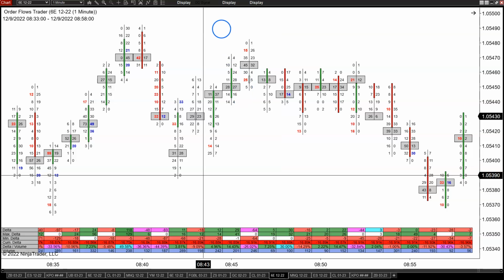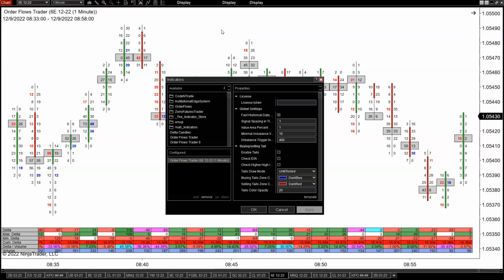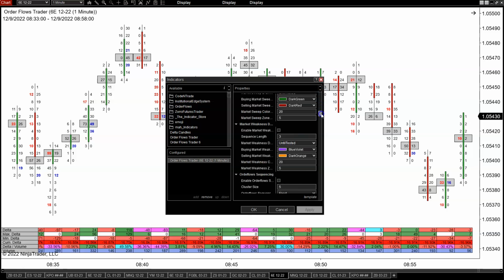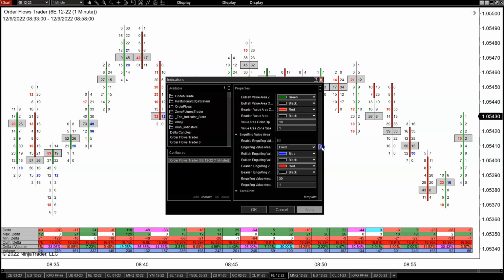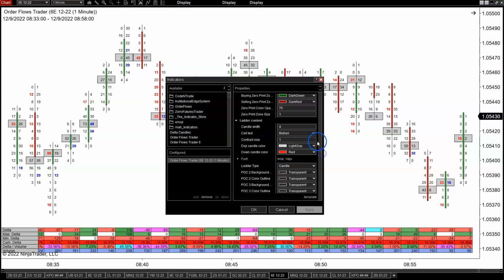So this is our normal bid-ask footprint, which the majority of traders use. This is my Orderflows Trader 6 software. Other software should have it in some form. If they don't, you really want to take a look at other platforms. So again: bid-ask, delta, volume, diagonal delta.